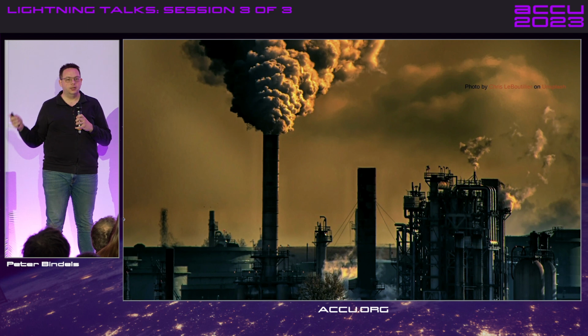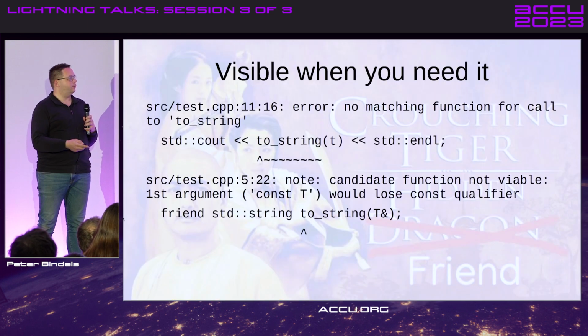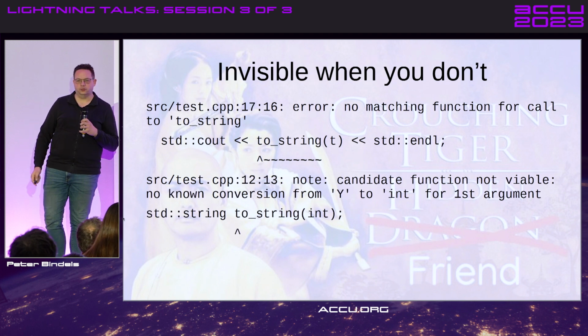So stop polluting the global namespace. Use a hidden friend. It's visible when you need it. It's invisible when you don't.